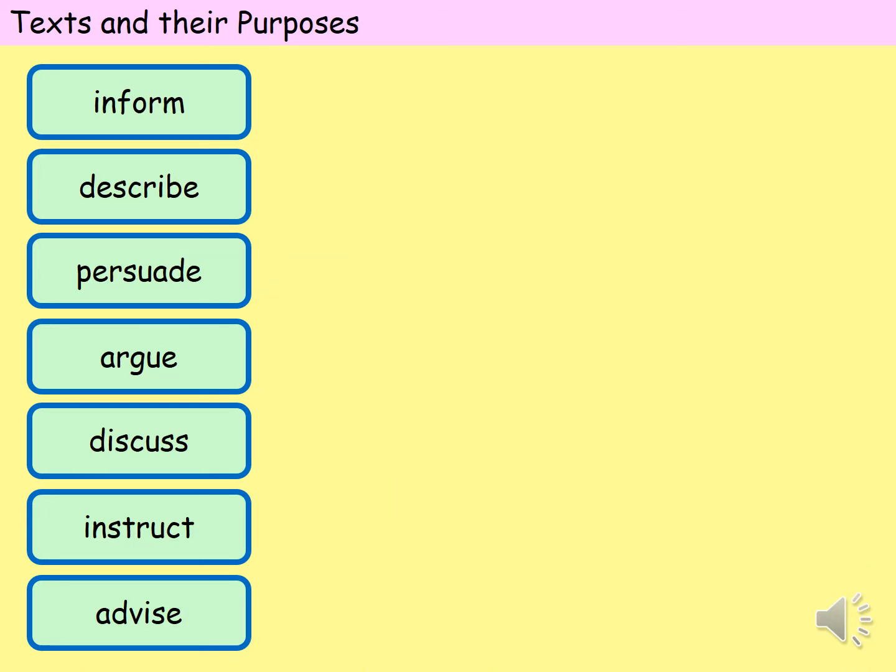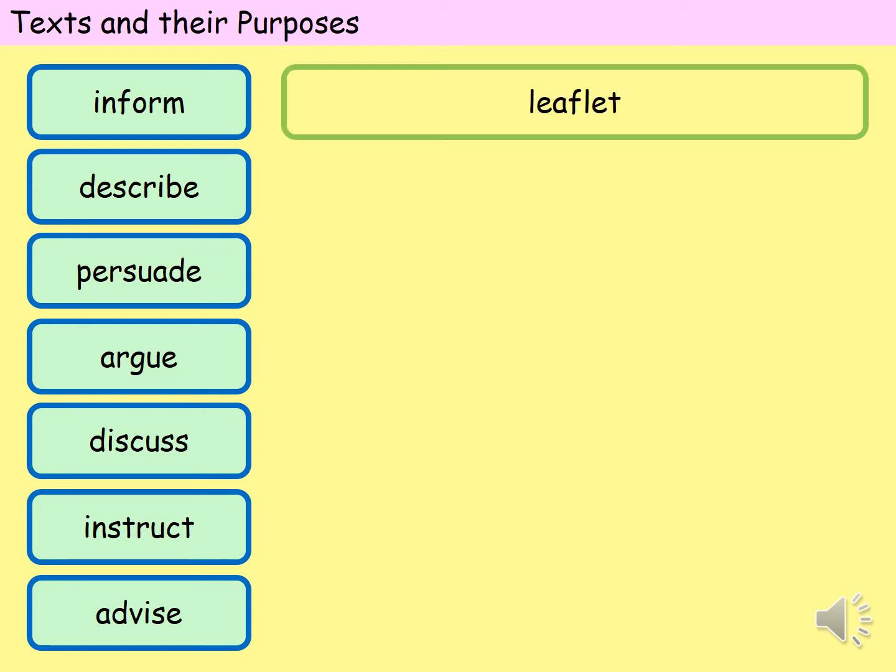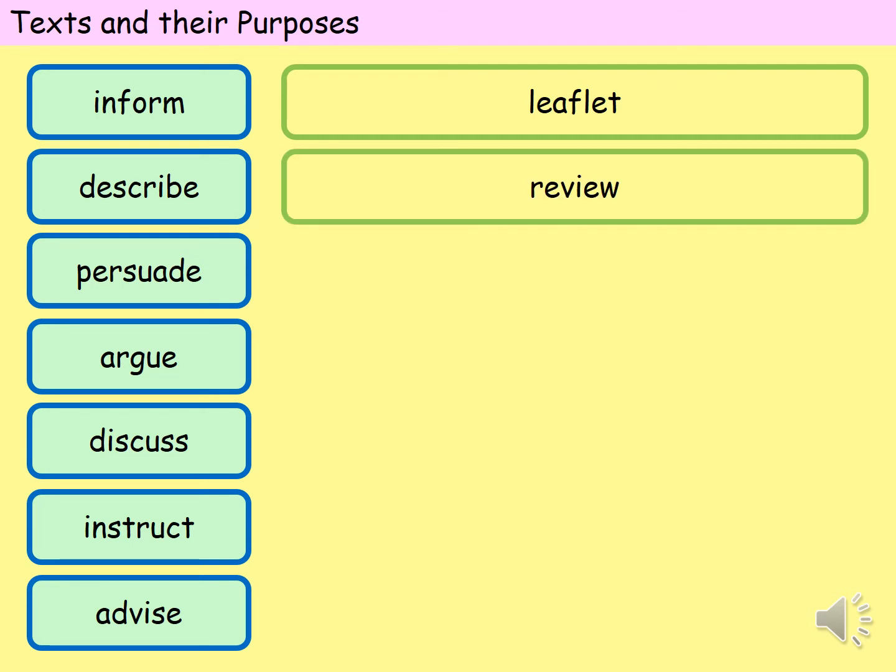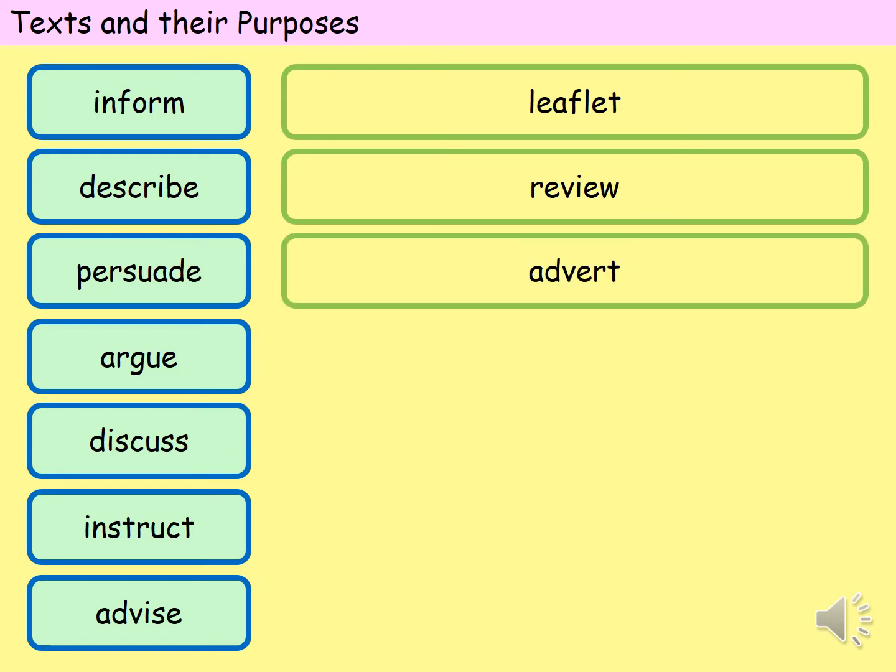Okay, so different purposes of text. First we've got texts that inform, such as leaflets. Then we've got texts that describe, like a review of a book or a review of a film. We also have different texts that want to persuade. Now, this is a word that you've probably heard quite a lot in your English lessons. And these are going to be things like adverts that we see on TV or in books.